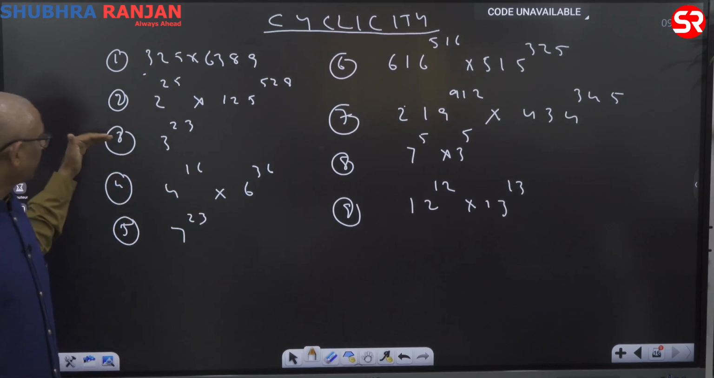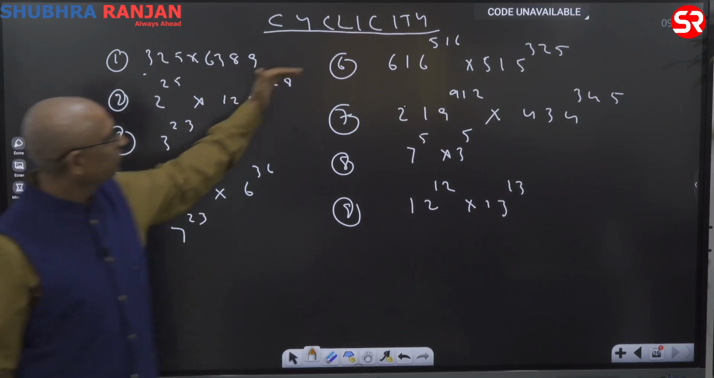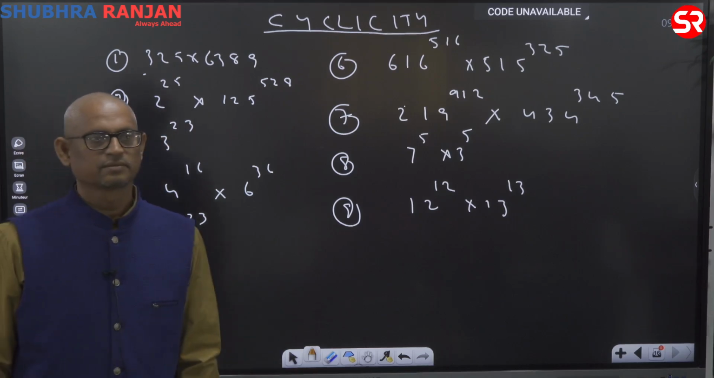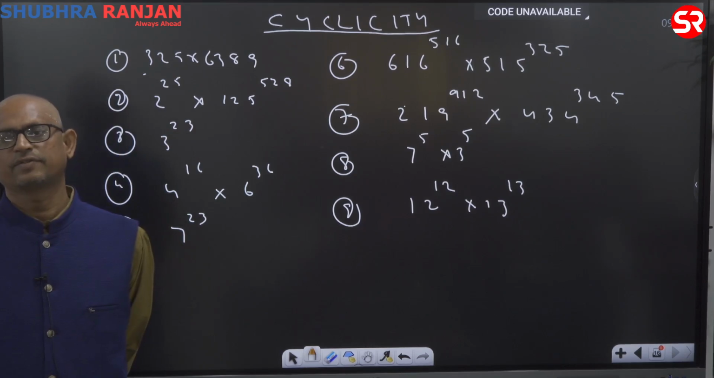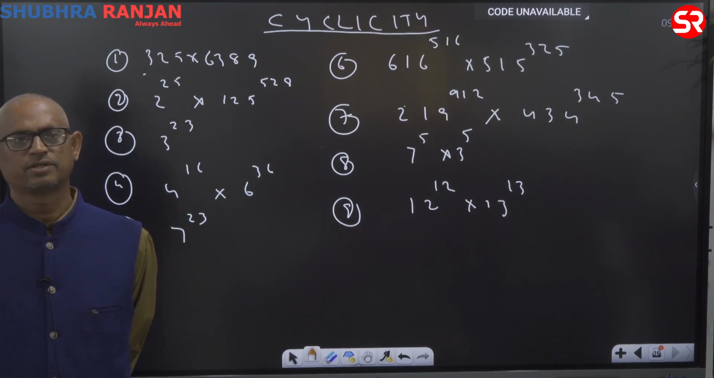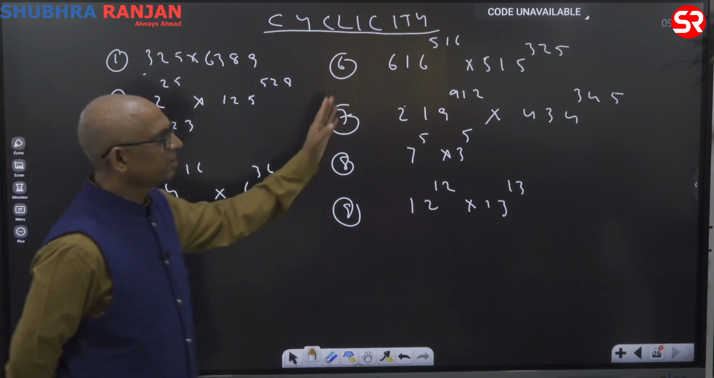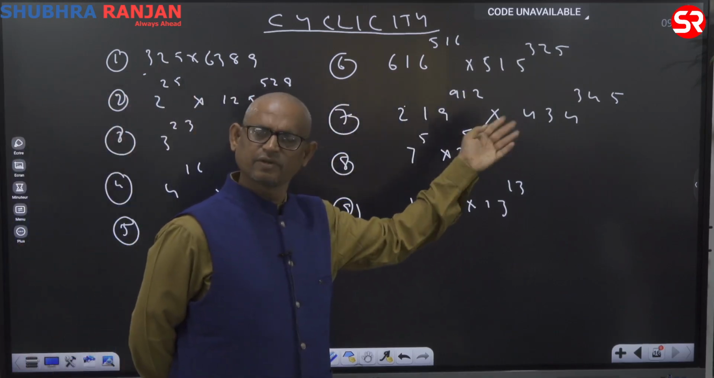Next, this one. Again 0. For 6, 6 into 5 is 30, 0 answer. For 6 you will get only 6. For 5 you will get only 5. 5 into 5, 25 only na.